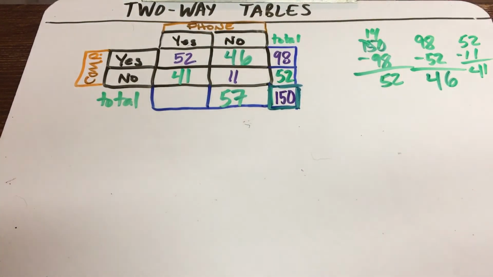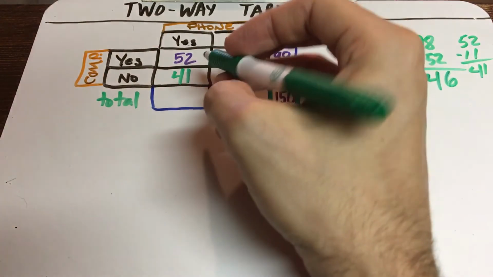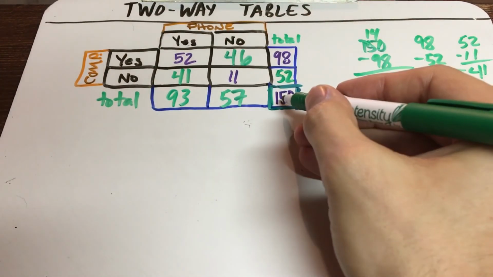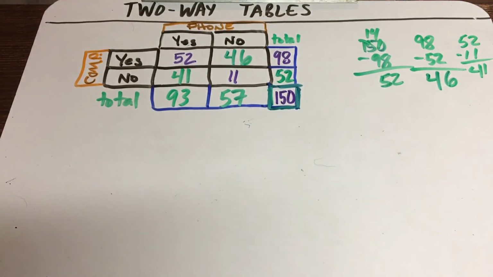And now there's 2 ways I could get this last box that I don't have. I could just add up 52 plus 41 and get 93, or I could have done 150 minus 57. That would have been the same thing. So it's kind of like a Sudoku brain teaser. You just got to use mathematical reasoning.